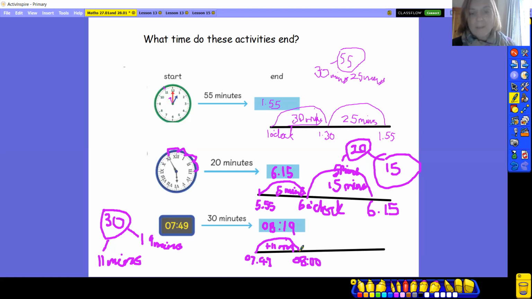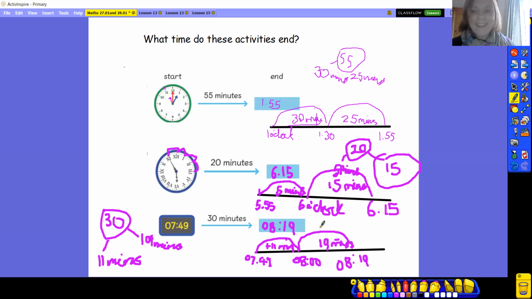I've added 11 minutes. Now, I've got to add this, which says 19. So I've got to add 19 minutes. Actually, I can already tell this bit's going to be easy. I've done the hard bit. Okay. I'm going to add 19 minutes. So I haven't got any hours to add. I know that 00 and 19 can be 19. And then I know I haven't got any hours, so it's going to be 08:19.